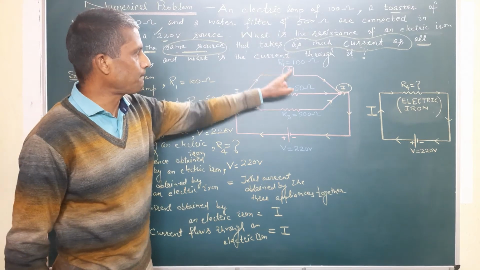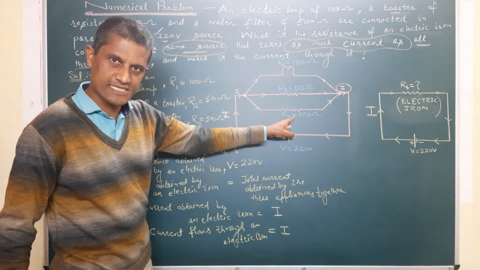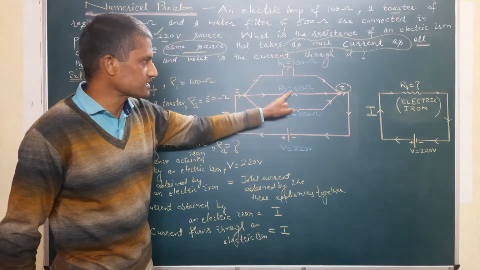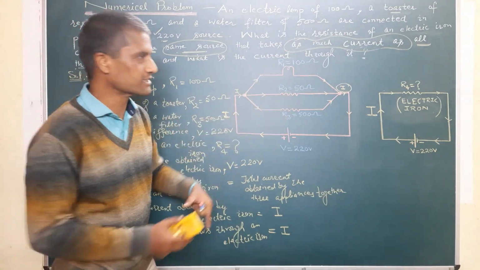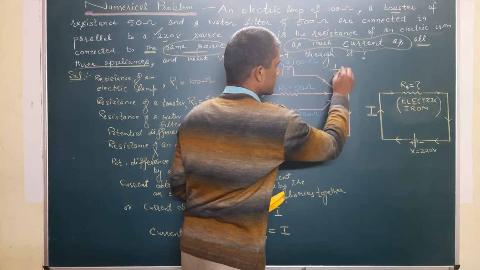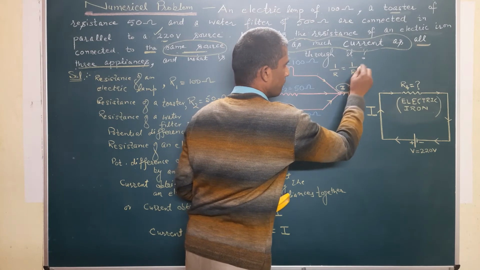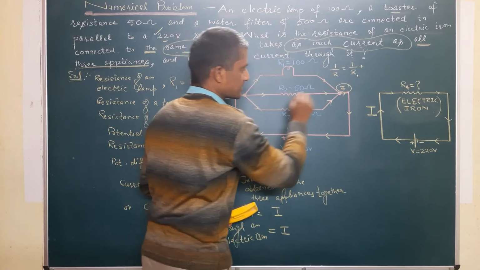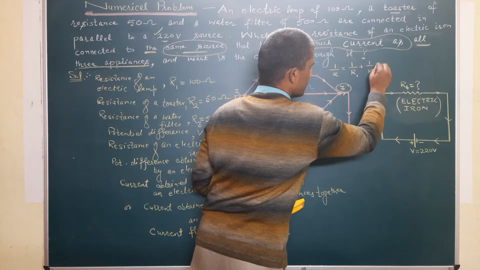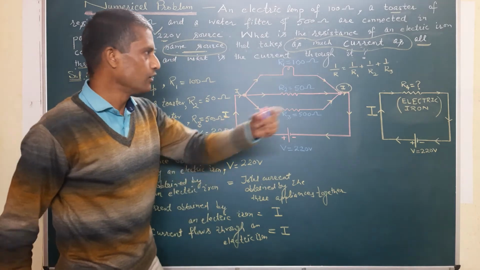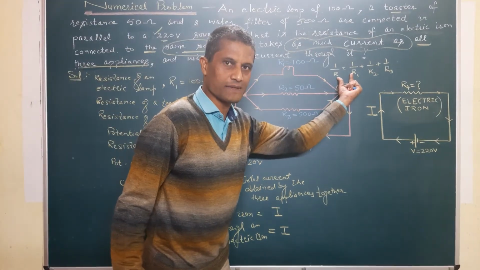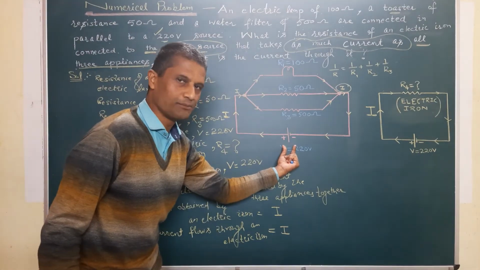One way is by finding out the total resistance. In a parallel combination, the reciprocal of the resultant resistance is equal to the sum of reciprocals of individual resistances: 1 upon R1, 1 upon R2, and 1 upon R3. That's one way. Once you know the total resistance of this combination, you know the total voltage.